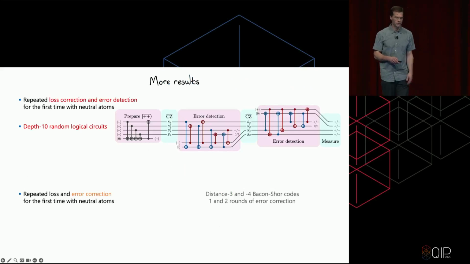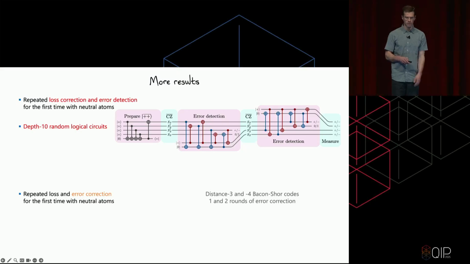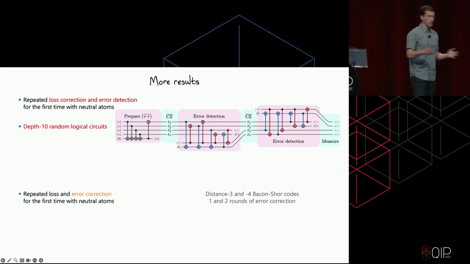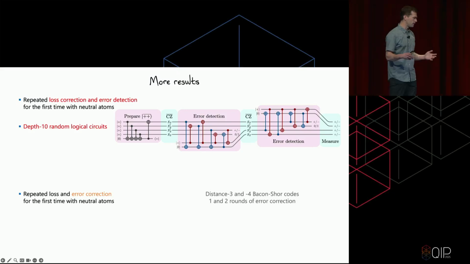Here are a few other results. We run repeated loss correction and error detection for the first time with neutral atoms. The results aren't that great. You see some modest improvement over the baseline, but the error rates aren't extremely low. We run up to depth 10 logical circuits. We run actual error correction. We test the distance 3 and distance 4 Bacon-Shor codes, and the results aren't that good. But we did try it.